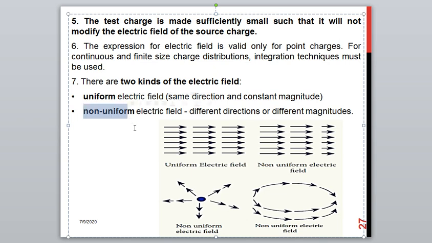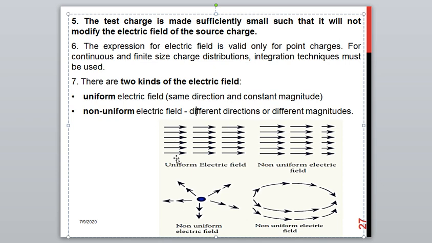Whereas for the non-uniform electric field, it is just the opposite of what we discussed for the uniform electric field. The magnitude of the strength of the electric field will be different at each point, and the direction will also be different. And you can see this in the picture here. For the uniform electric field, the electric field is represented by the arrow around the charge, and the magnitude depends upon the length of this arrow.